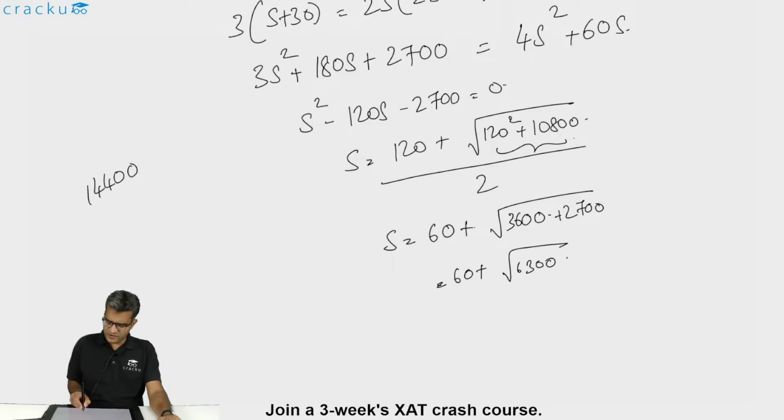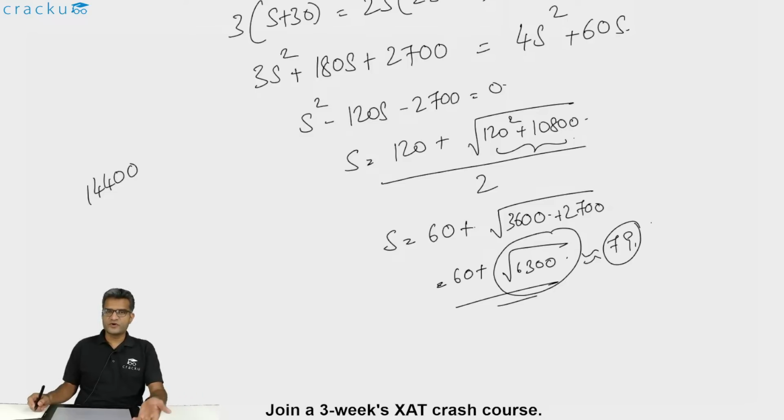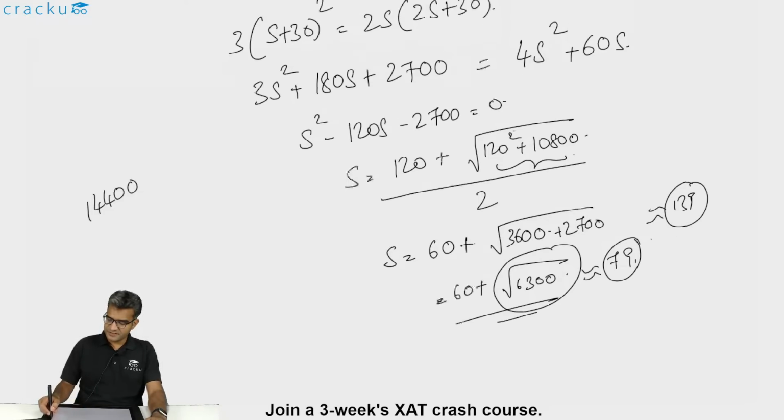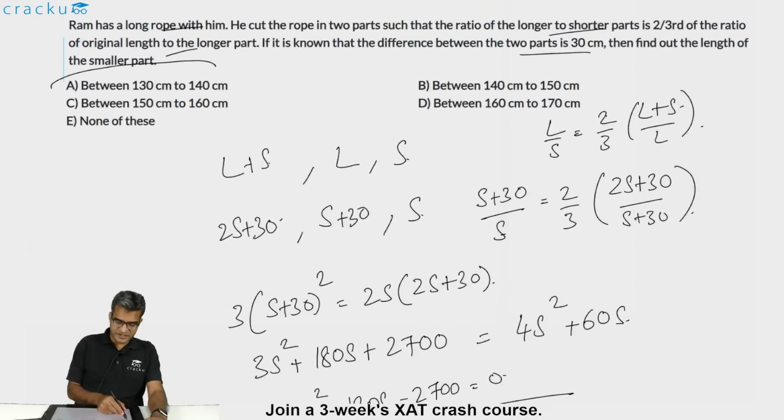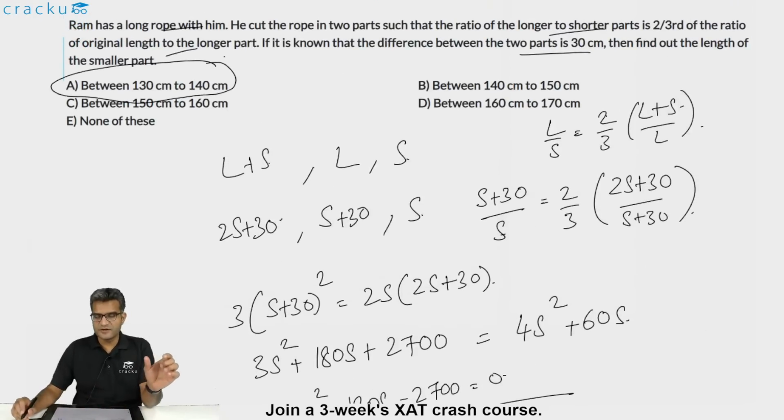The reason we are doing all of it is because we want to find this. Square root of 6300 will be approximately 79, because 6400 is 80 square. So this will be approximately 139. So the answer is option A. We are told that the smaller part will be between 130 centimeters to 140 centimeters. Let us look at the next question.